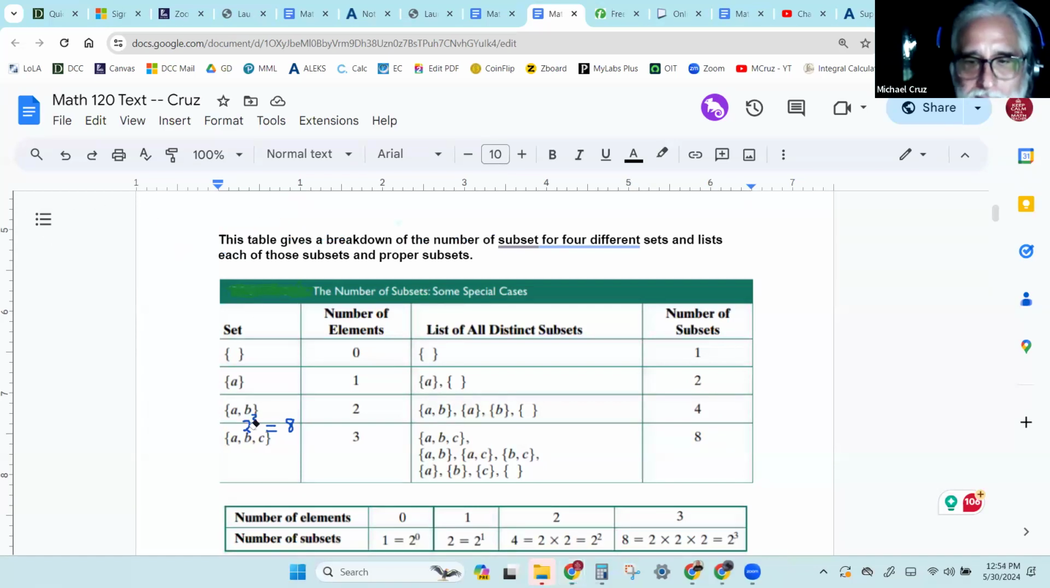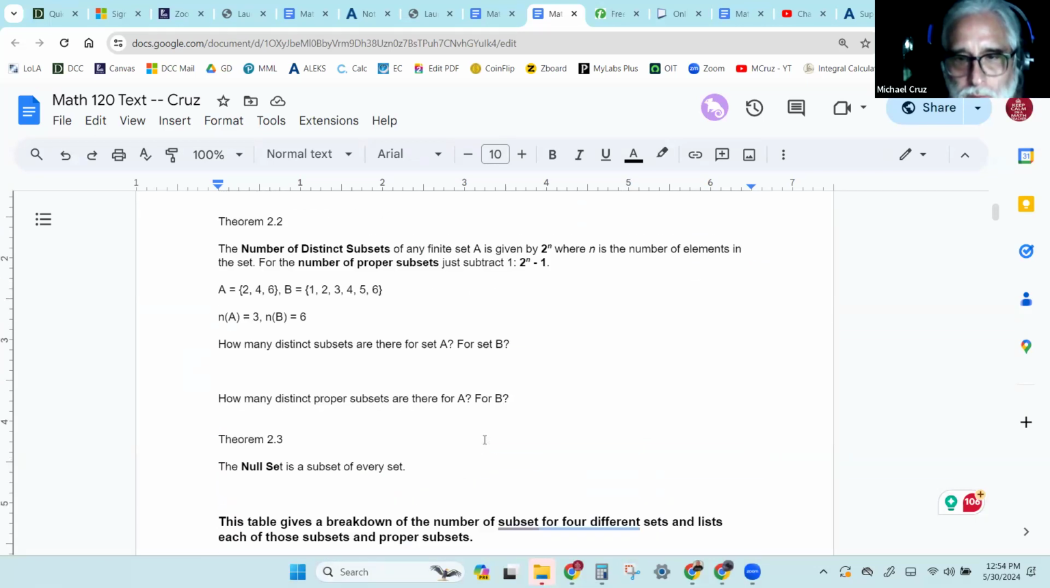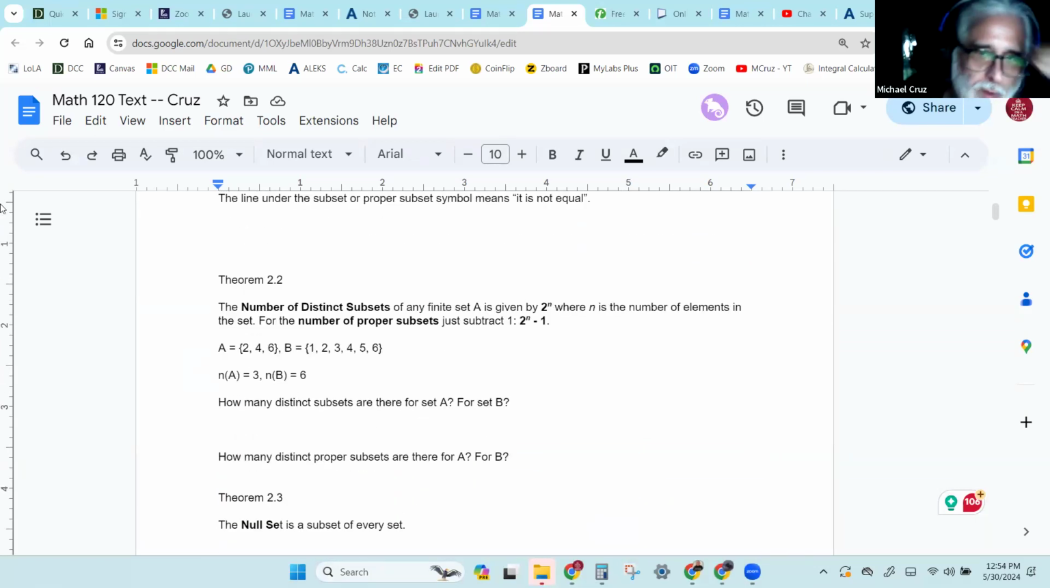The number of elements in the set is where the variable is at the end, and that's where you put this value here. 2 to the 0, 2 to the 1, 2 to the 2, 2 to the 3. And every time you increase that exponent, it doubles it. All right. So this one was 8.